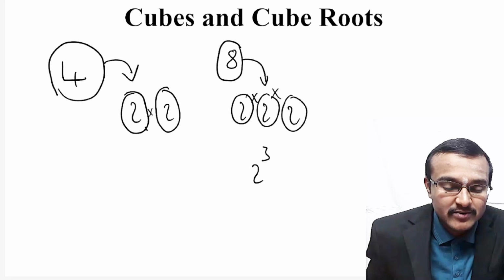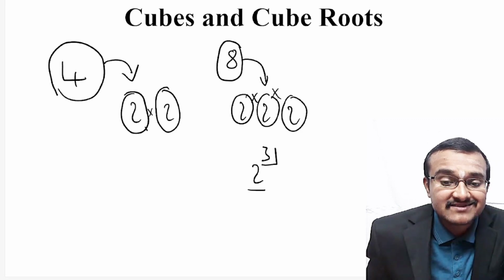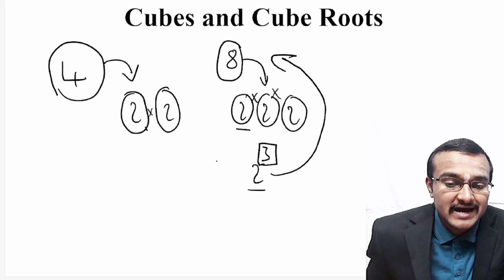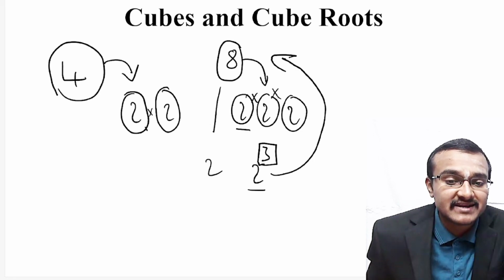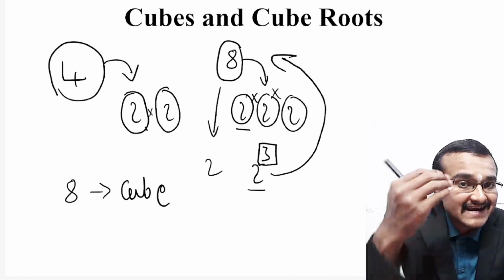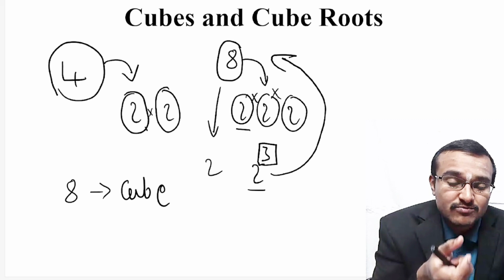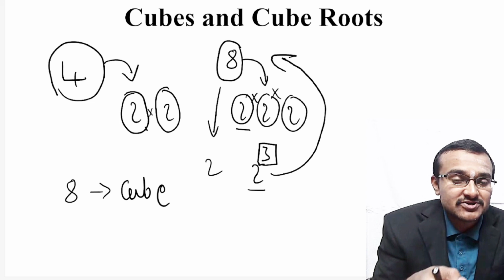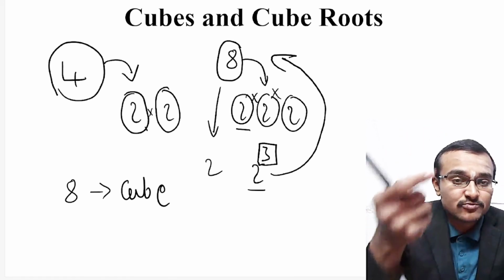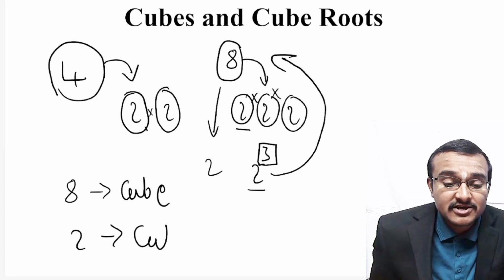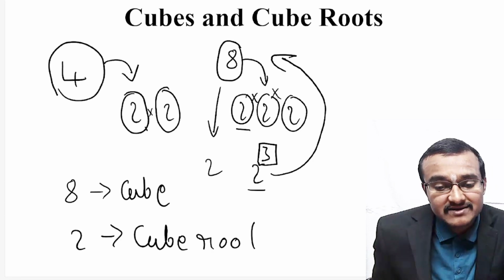That means 2 power 3. This 2 has 3 in its power, hence this becomes 2 cube. So 2 cube is equal to 8. This 2 acts as the cube root of this 8. So 8 is a cube, and the number which you use to get that perfect cube is the root of that perfect cube. That's why it is known as cube root. So if 8 is a cube, then 2 becomes the cube root of that 8.